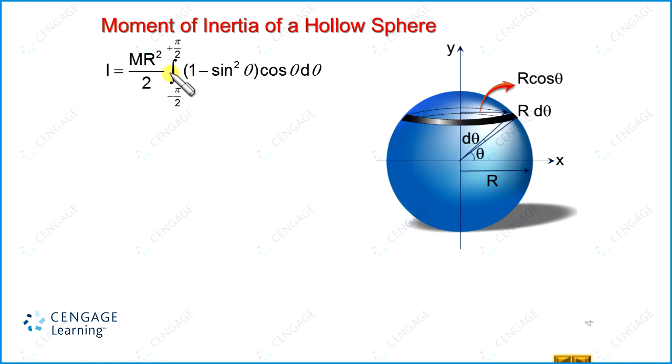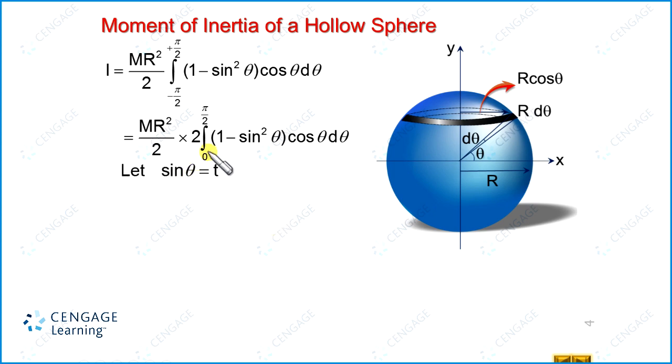Now what we can do, we can change the limit. This is minus pi by 2 to plus pi by 2. So it is 2 multiplied by the integral from 0 to pi by 2, right? Now we are going to use the method of substitution. We know the differentiation of sin theta equal to cos theta. So here we can substitute sin theta equal to t. So let us assume sin theta equal to t.